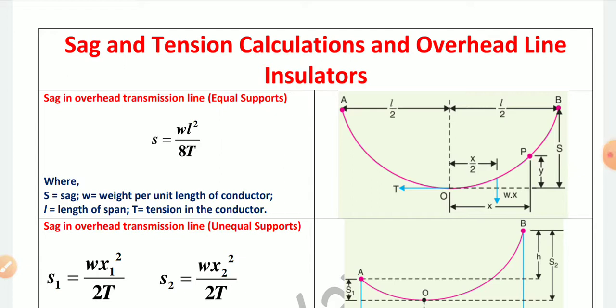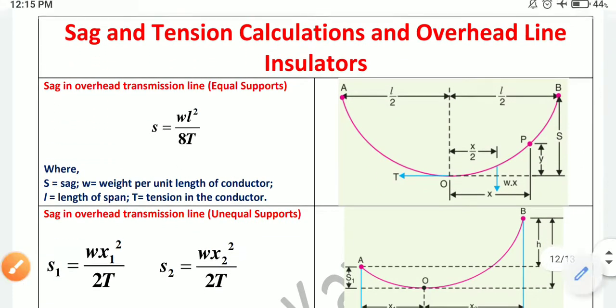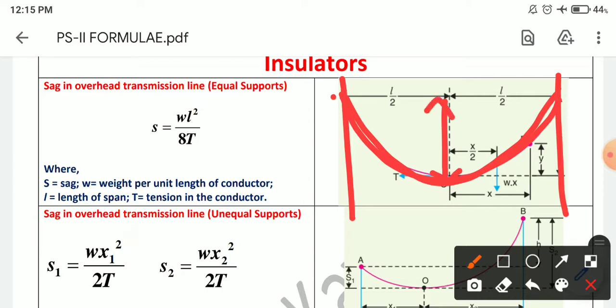We know that sag in the transmission line is formed by connecting a transmission line between two supports. The shape of the transmission line between the two supports takes a catenary curve, and this forms a sag. This sag can be defined as the vertical difference between the level of supports and the minimum point, or the lowest point, on the conductor. So this difference we call sag.